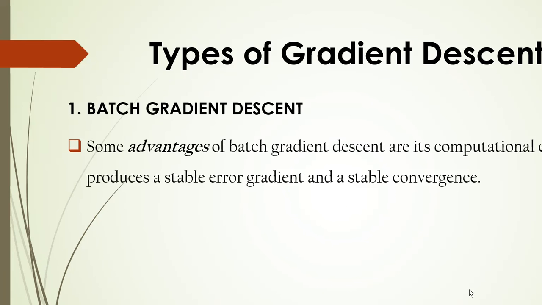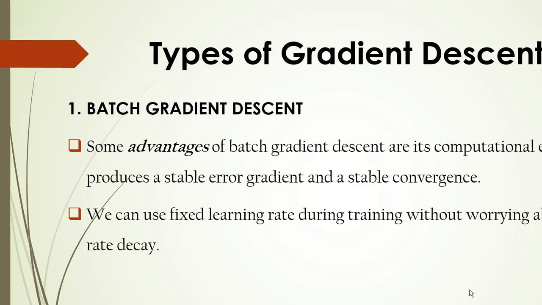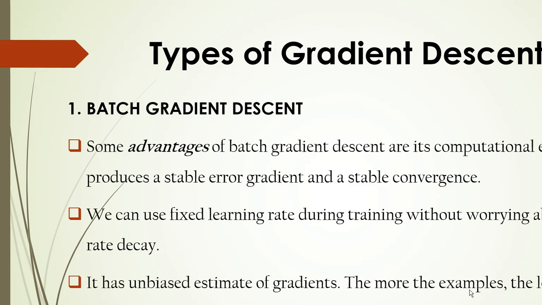Also, some advantages of batch gradient descent are that it is computationally efficient, that is, it produces a stable error gradient and stable convergence. Also, you can use a fixed learning rate during training without worrying about learning rate decay. So it has an unbiased estimate of gradients. Okay, we have seen it in the last slides also. The more the examples, the lower the standard error.